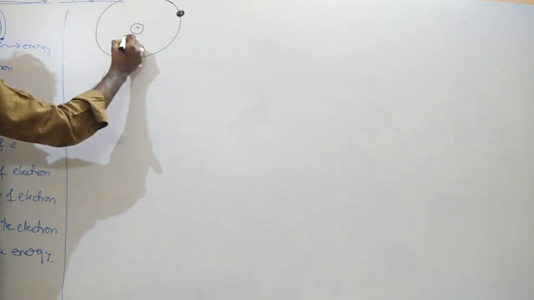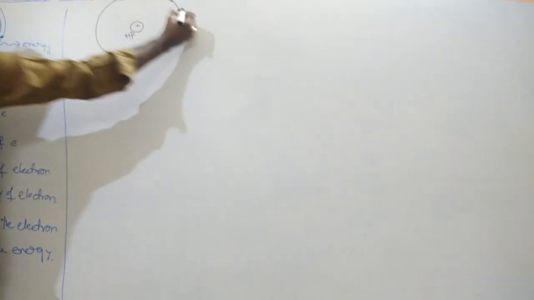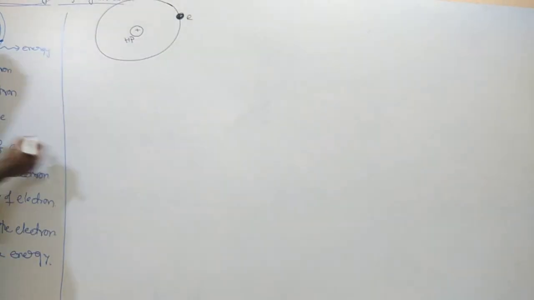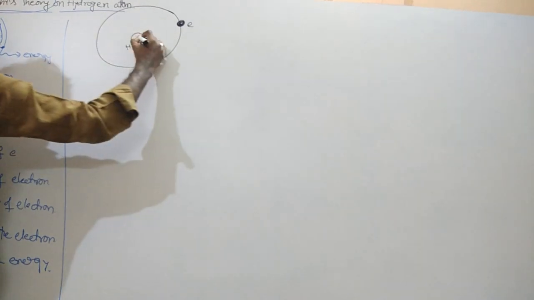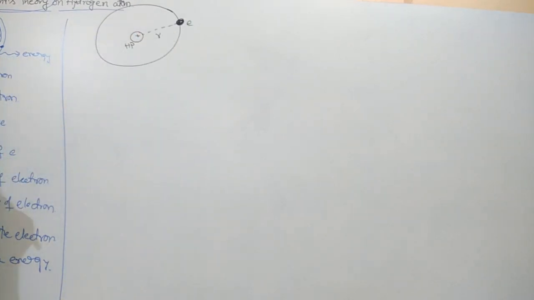The hydrogen atom has a nucleus with one proton. The electron is revolving in the stationary orbit. Let's assume the distance between the electron and the nucleus is r.